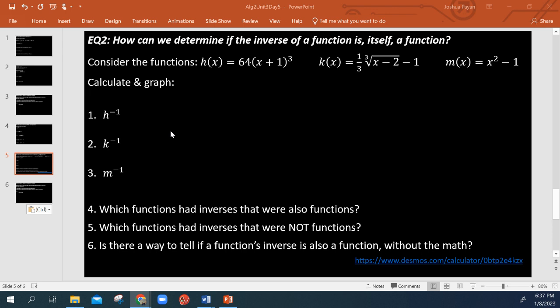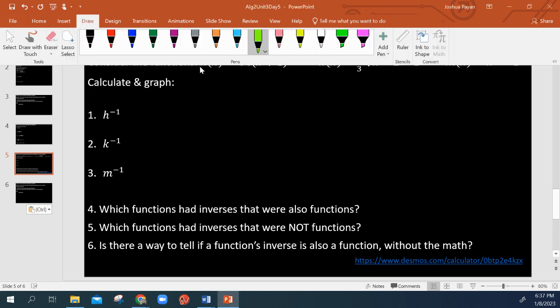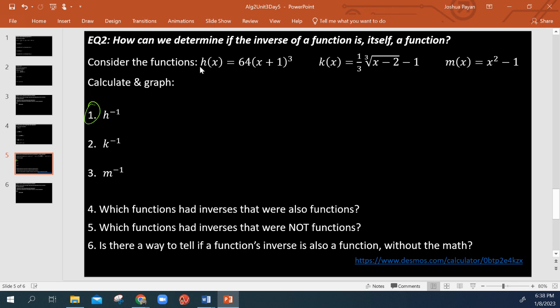So, looking at these three functions, h, k, and m, we see h is a cubic function, k is a cube root function, m is a quadratic function. Okay, so let's look at h. So let's find its inverse. To find its inverse, pretty simple stuff. We're going to flip the variables and then resolve.